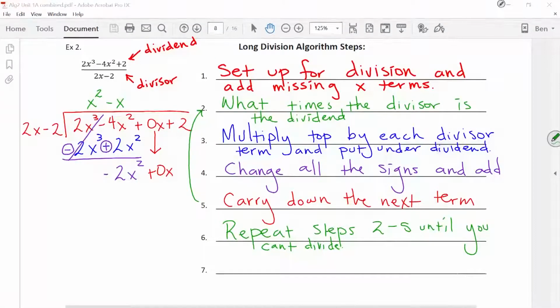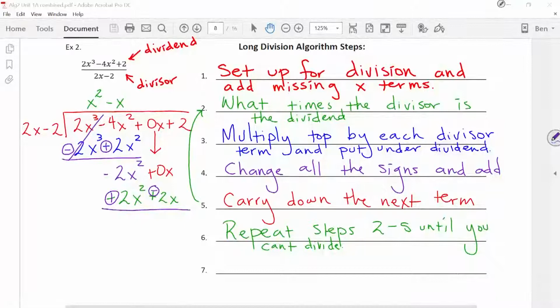So now I multiply the top, this negative x, by each term in the divisor, and put that under the dividend. So negative x times 2x is negative 2x squared. It should be the exact same as above it, so it will cancel out later. And negative x times negative 2, a negative times a negative is a positive, and x times 2 is 2x. I will then change all the signs and add. So I change the sign and circle the change. Change the sign and circle the change, and I'm going to add.